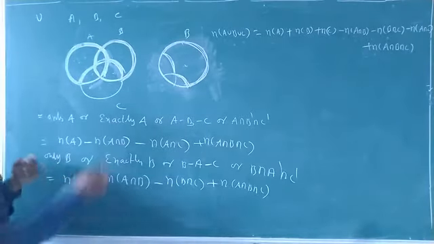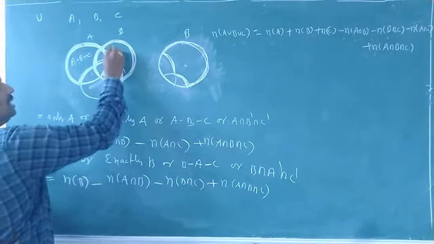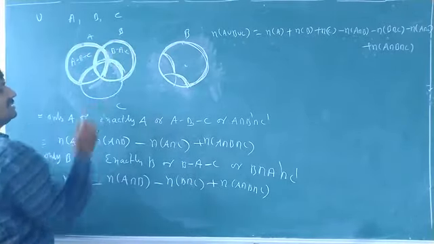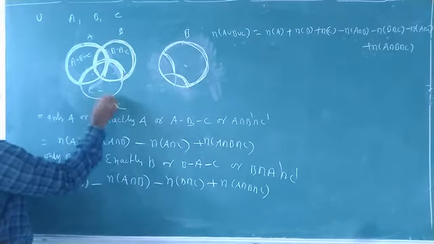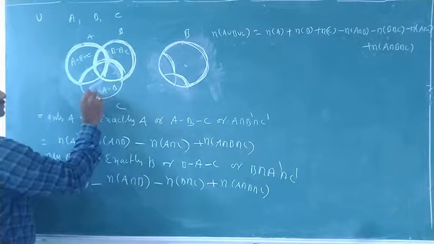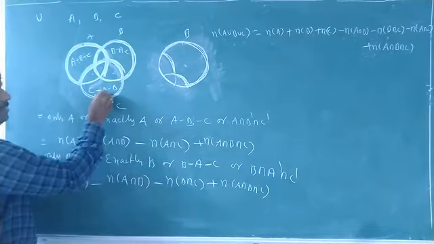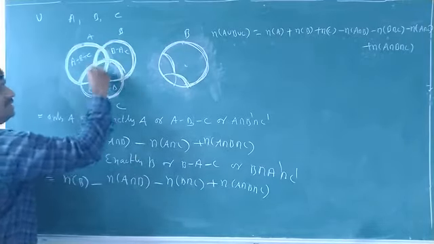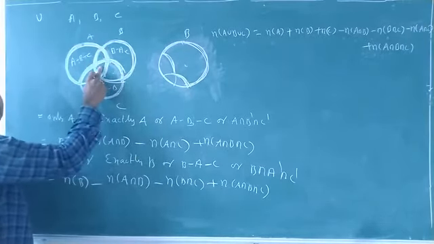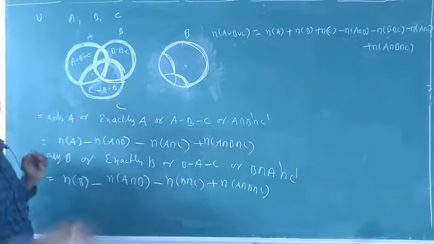Only B means B. Only A means A minus B minus C. Only B means B minus A minus C. Only C means C minus A minus B. It is sorted: C minus this intersection part and this intersection part. This common part is removed 2 times, so we should remove only 1 time, that is why we have to add 1 more time.